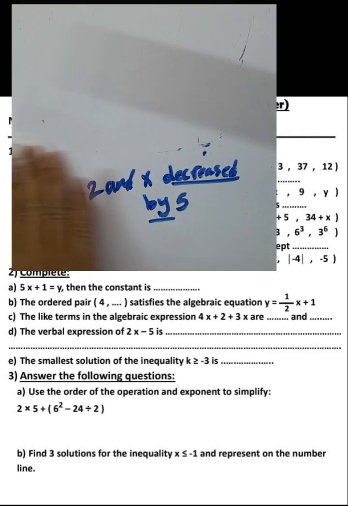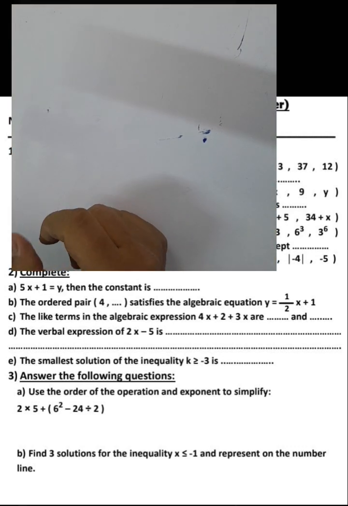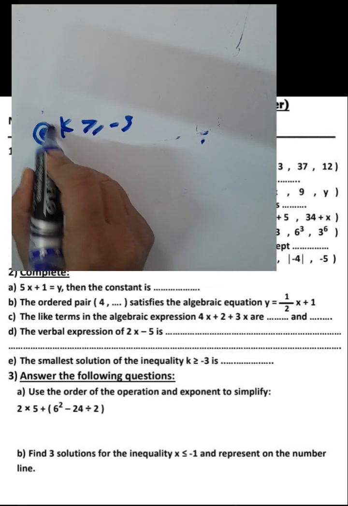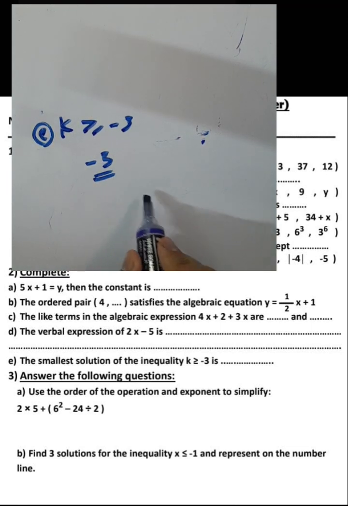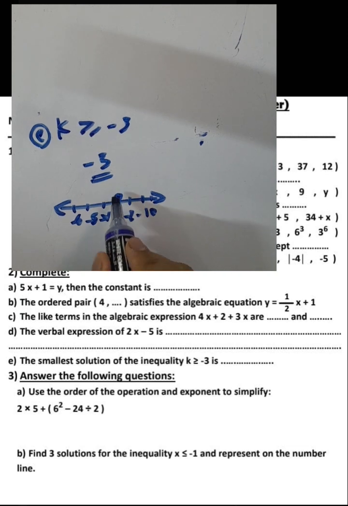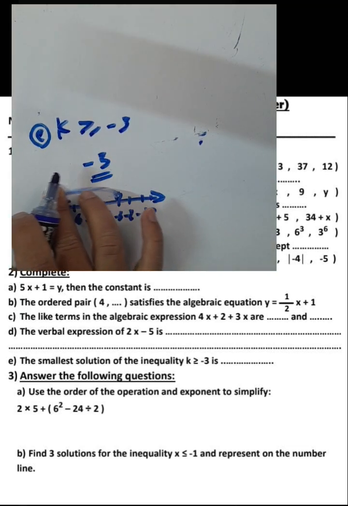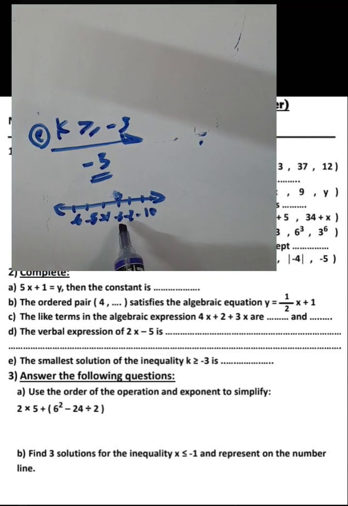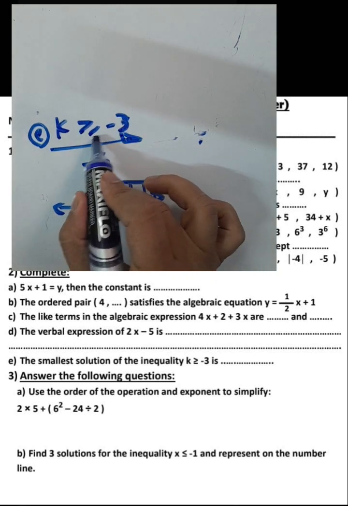Letter E, the smallest solution in the inequality k greater than or equal to negative 3. The smallest solution will be negative 3. If you want to find the result on the number line, you write 0, negative 1, negative 2, negative 3, negative 4, negative 5, negative 6. Greater than means move to the right-hand side. Then draw the solution from negative 3 to the right, because k is greater than or equal to negative 3.